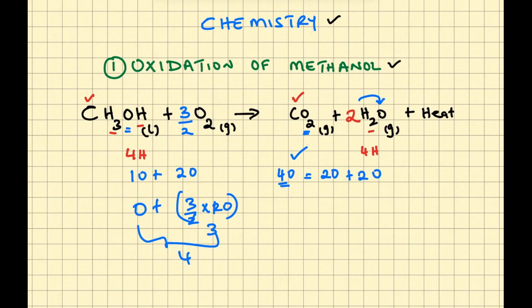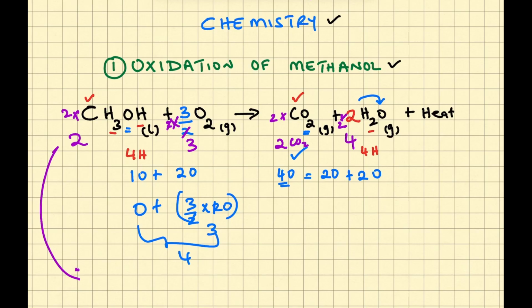But we don't want to use fractions in our equation. So in order to eliminate a fraction, we multiply both sides by 2, and here also by 2. So you end up with 2 here, and then this cancels, so you're just left with 3. And then here we now have 2 carbon dioxide, and here we now have 4 H2O.